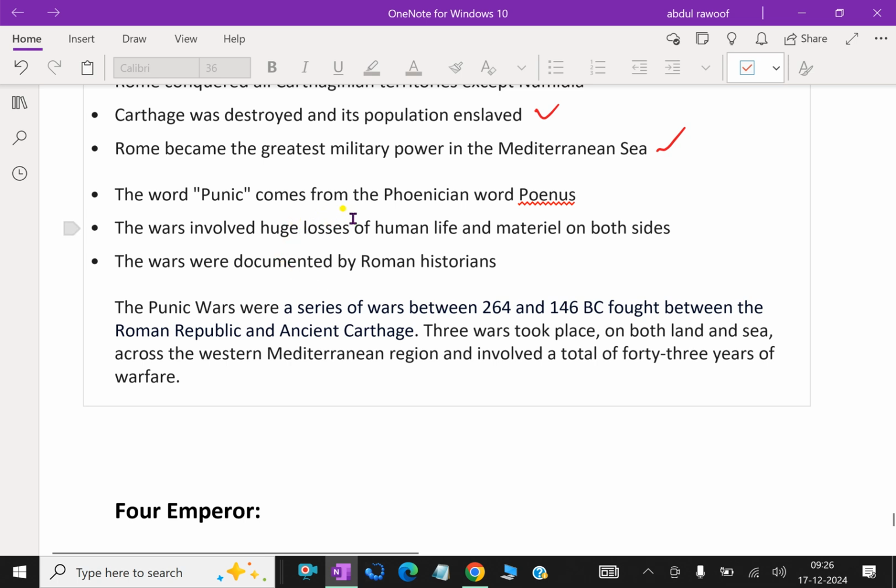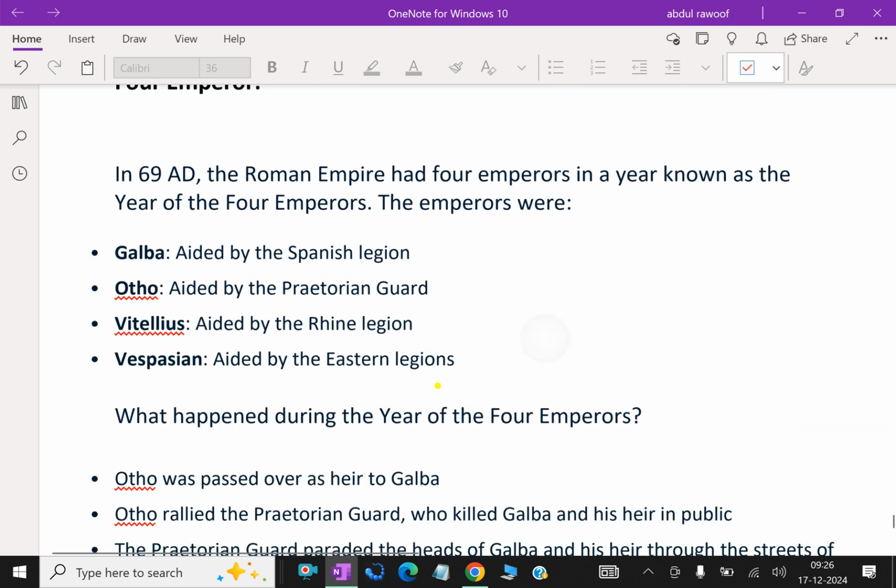The word Punic comes from the Phoenician word Funus. The wars involved huge losses of human life and material on both sides. The wars were documented by Roman historians. The Punic Wars were a series of wars between 264 and 146 BC, fought between the Roman Republic and ancient Carthage. Three wars took place on both land and sea across the western Mediterranean region and involved a total of 43 years of warfare. Now, let us discuss about the four emperors.